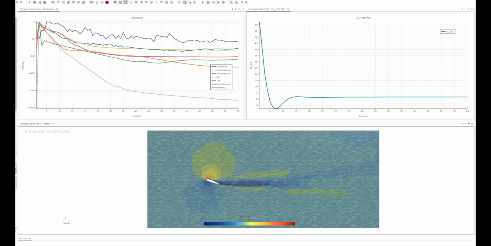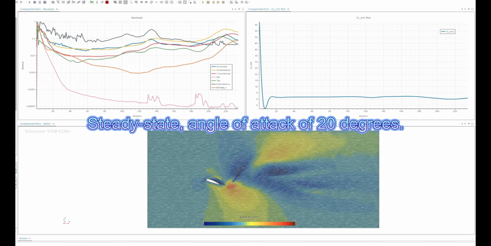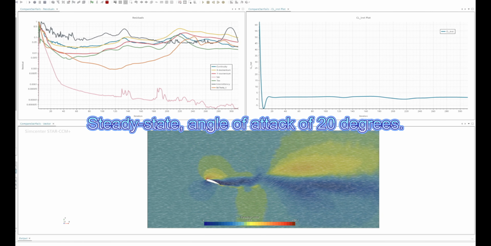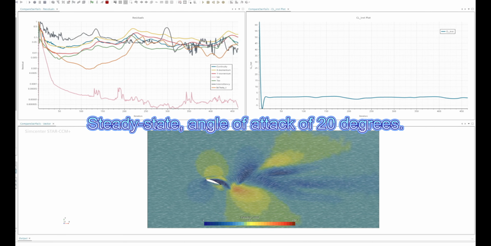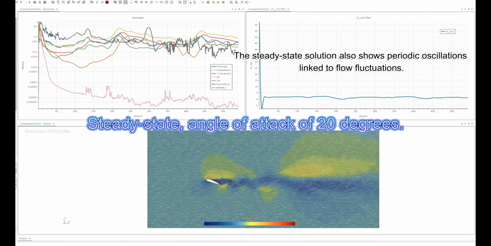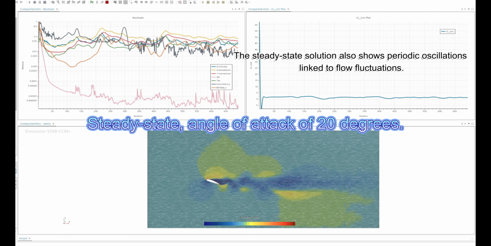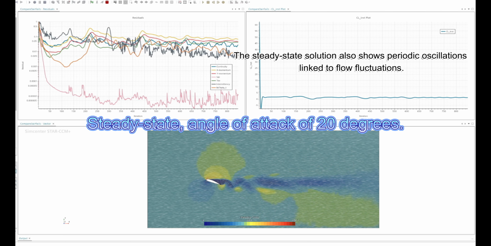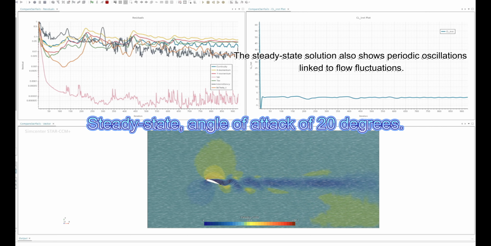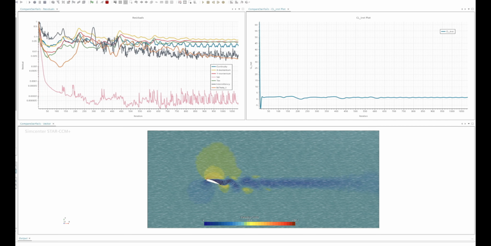However, at higher angles of attack, the observed residual and aerodynamic fluctuations are a physical unsteady phenomenon, namely the formation of separation bubbles on the upper surface and vortex shedding in the wake. In this case, the steady solution also exhibits periodic oscillations following the flow fluctuations. At high angles of attack, aerodynamic characteristics exhibit pronounced unsteady fluctuations, which often cause convergence difficulties.